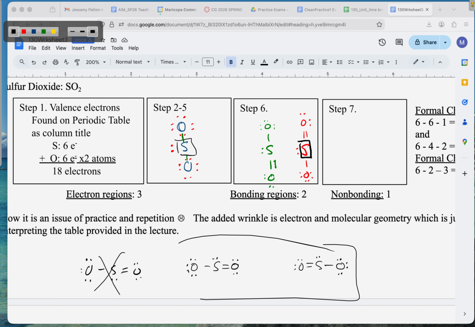The next part to evaluate, once we've looked at our electron regions, is we would then push it a step further and look at our bonding regions. So when we looked at those 3 faces, we take a look at the top. Are those bonding regions? Yeah. So that's one bonding region. If I look at the bottom, one bonding region. So I've got 2 bonding regions. To the left? No. So I've got 2 bonding, 1 non-bonding. What shape does that correspond to?